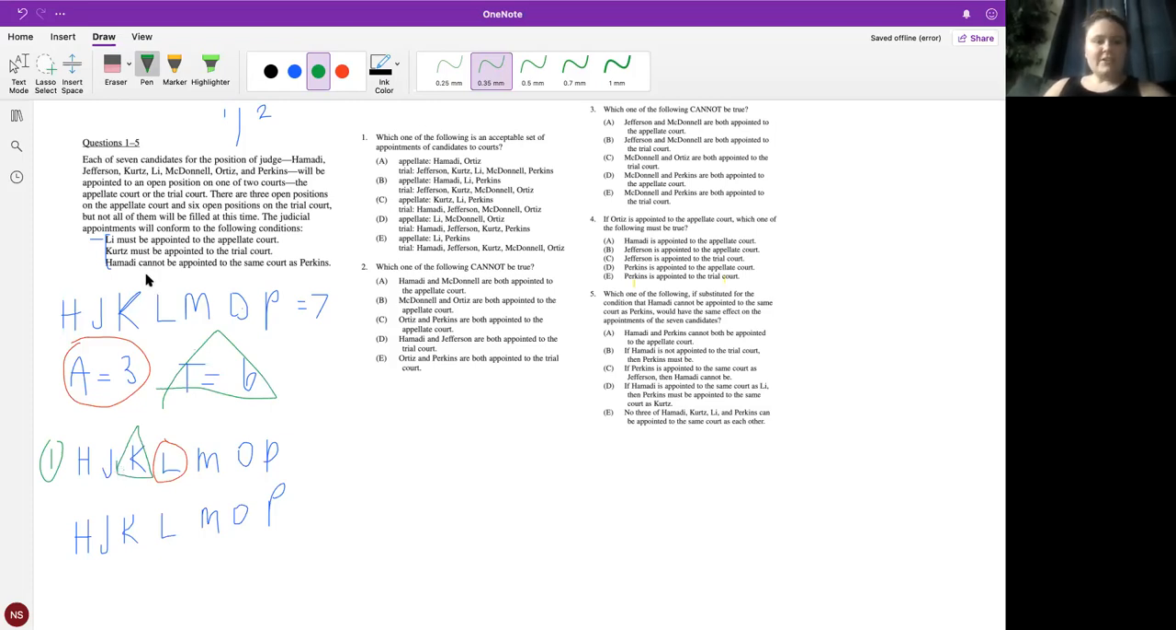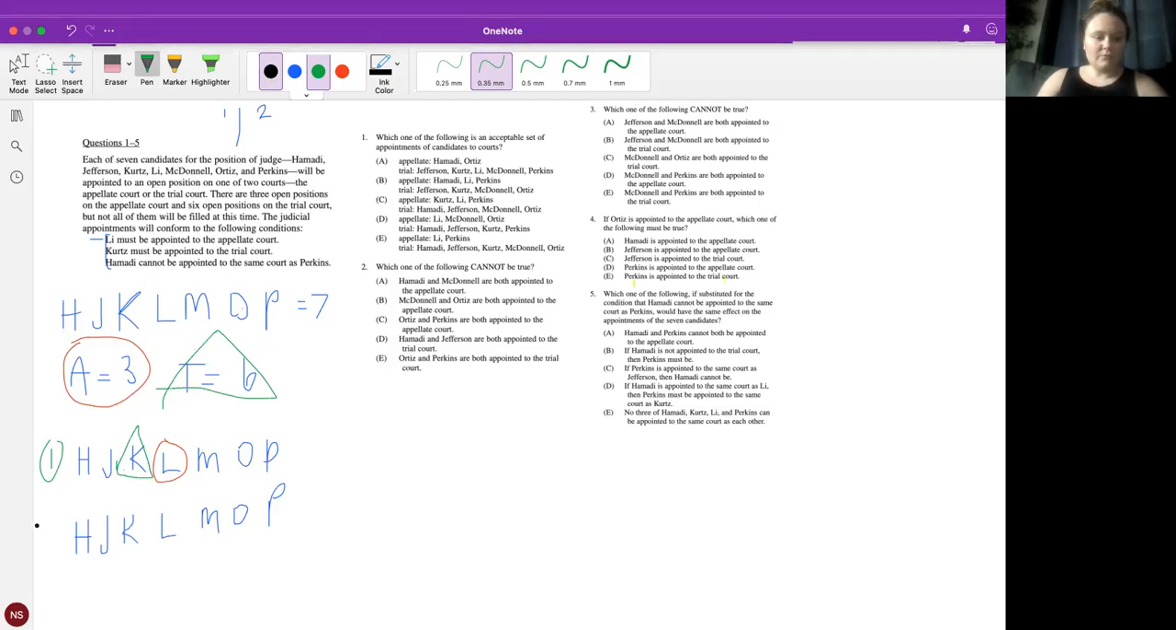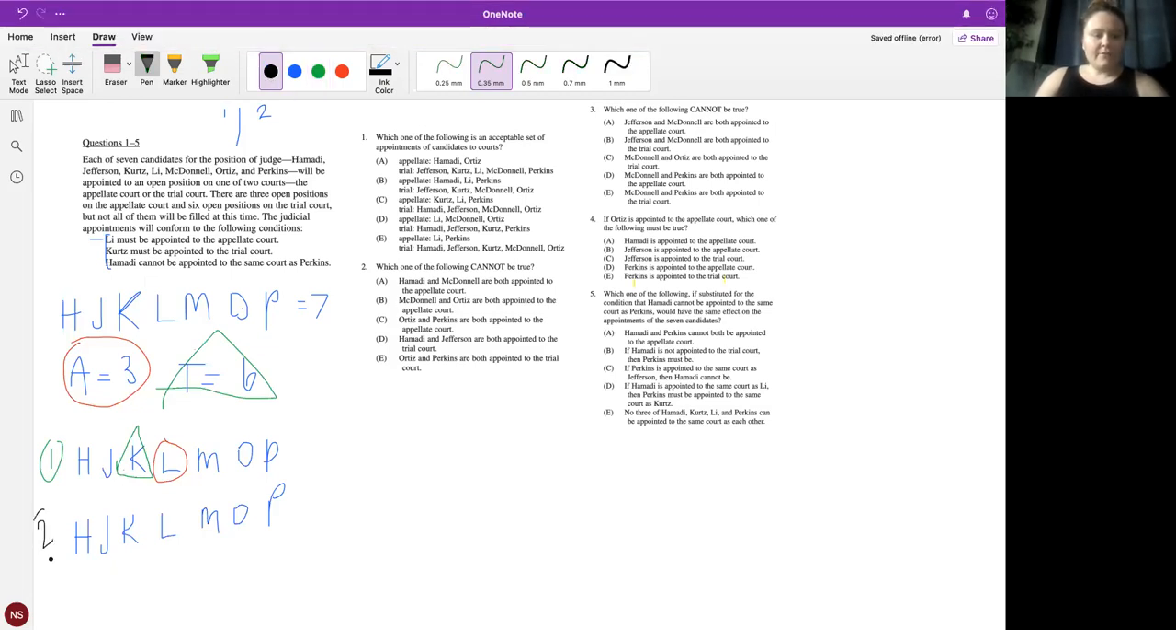All right, then H cannot be appointed to the same court as P. So this is one that I would split. Now I'm going to also have world 2. In my first world, I'm going to make H appointed to, let's say, the appellate court. Or I guess I'm making him the trial court. If I make H go on the trial court in world 1, I need to make H go on the appellate court in world 2.